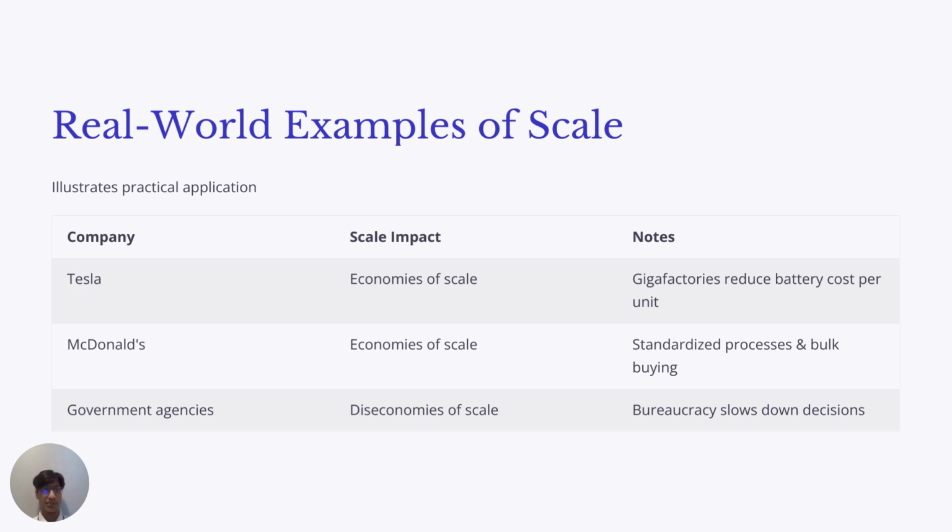Real world examples of scale economics. Tesla's gigantic factories reduce battery production cost through massive scale. McDonald's achieved low unit cost by standardizing its operation globally and buying ingredients in bulk. But contrast this with many government agencies, which often suffer from diseconomies due to bureaucratic complexity and inefficient processes. This example shows that scale is powerful but must be managed carefully to avoid spiraling costs.